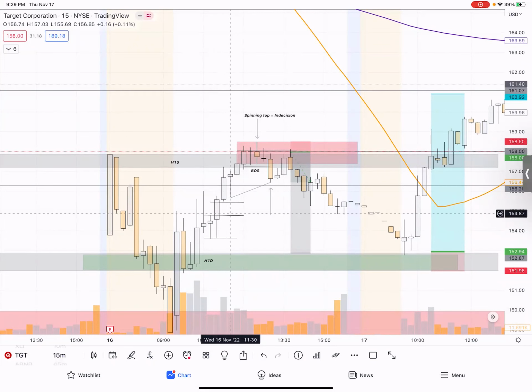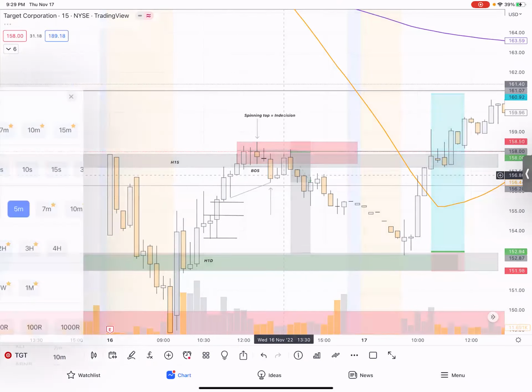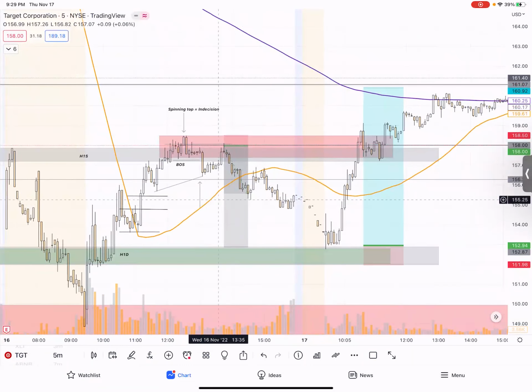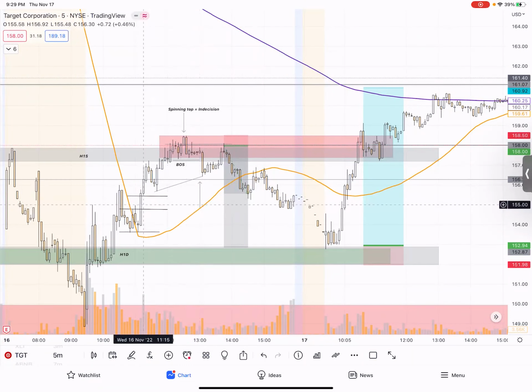Since I wasn't interested in swing trading, I decided to take this scalp on the 5-minute time frame to target this imbalance here to the downside. But if I would have swung, it would have gone all the way back down to that 1 hour demand zone.